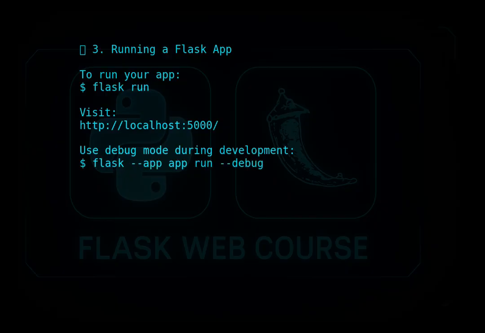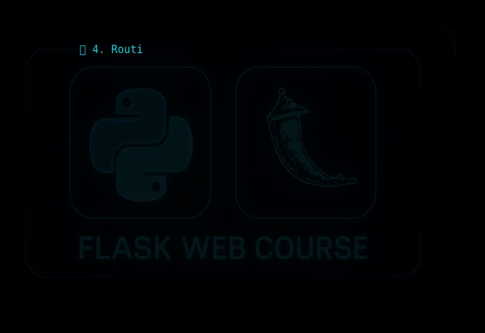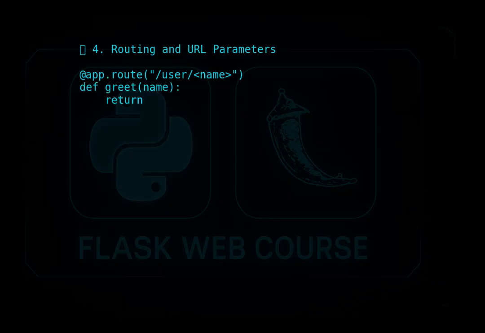Next, let's explore routing. Flask allows you to define multiple routes with optional parameters. For example, you can greet users dynamically using a route like /user/John.